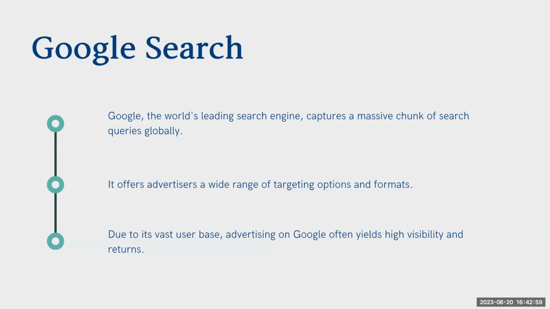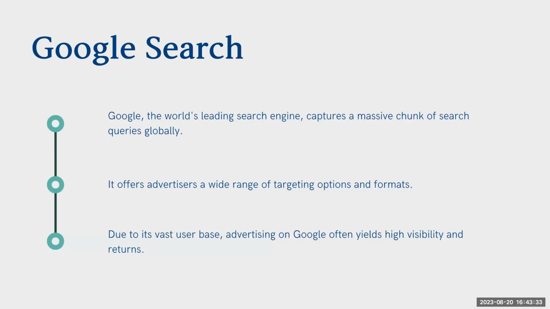Beyond just basic keyword targeting, Google boasts a suite of sophisticated tools that allow advertisers to refine their audience based on location. They also do things based on demographics, interests, behaviors, and even the specific devices they use. If they're using a mobile phone, that could be a bit different than when they're using their laptop to search for something.